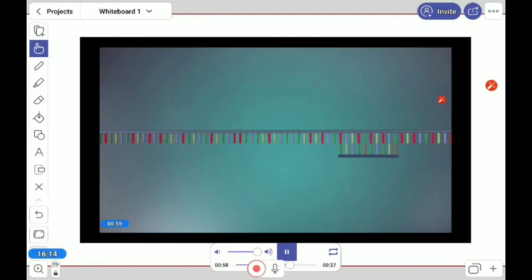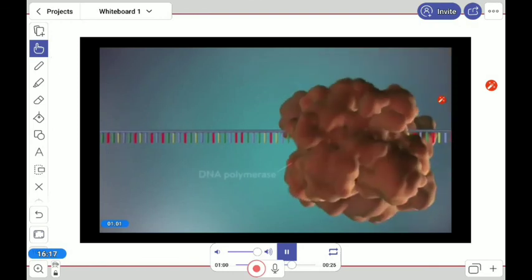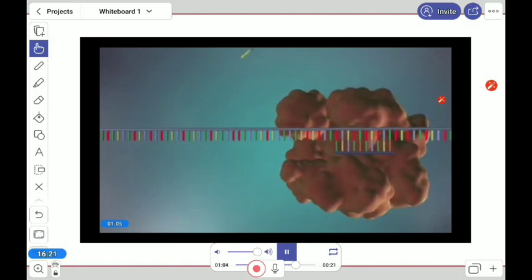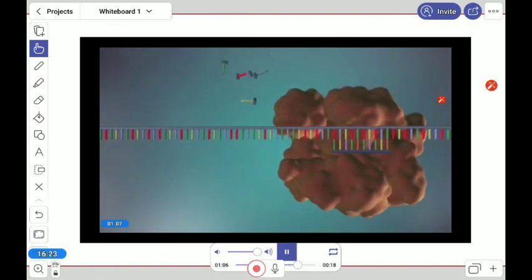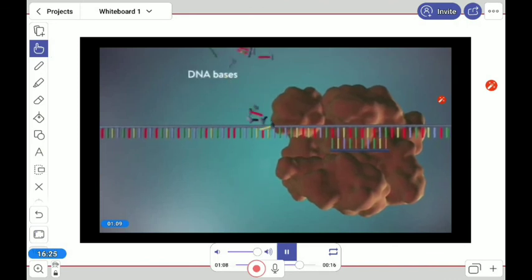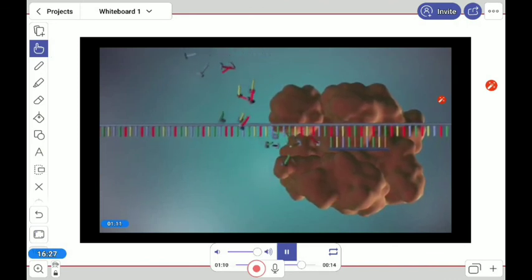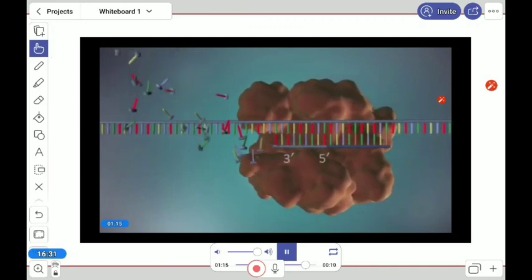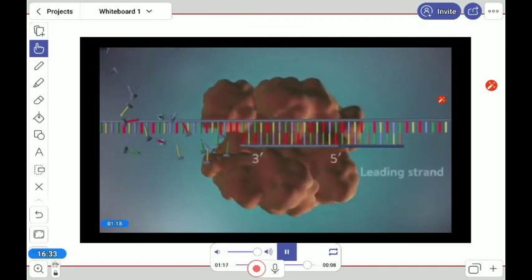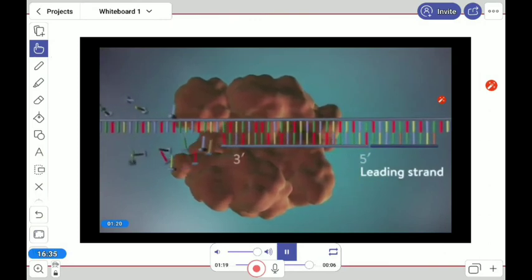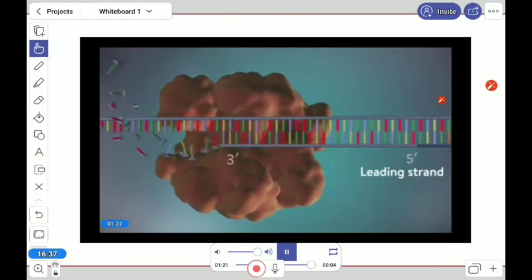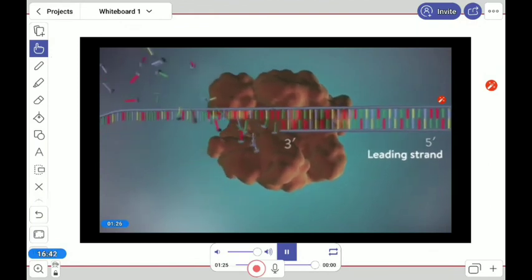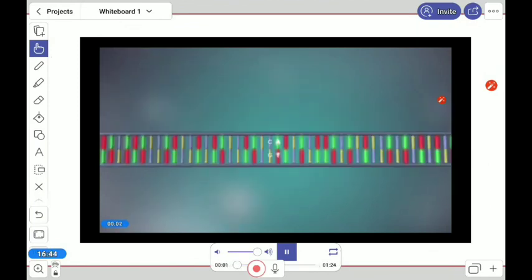After that, with the help of DNA polymerase, the DNA synthesis process will start, and you can see that the raw materials, dNTPs, will come and join accordingly, and the strand is formed. All right. So that is about DNA replication.